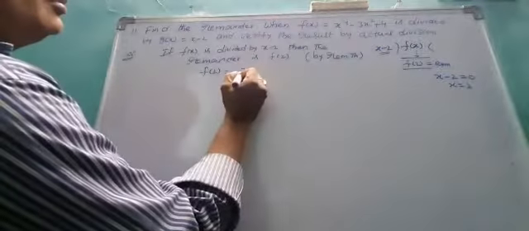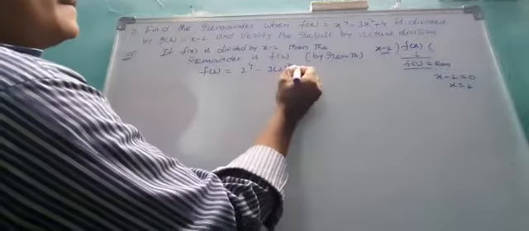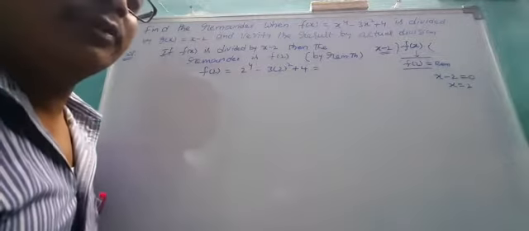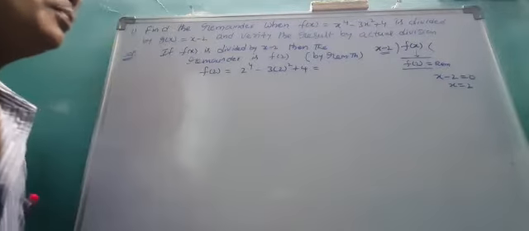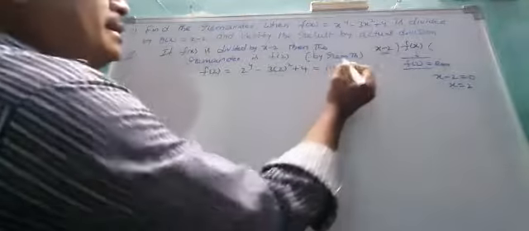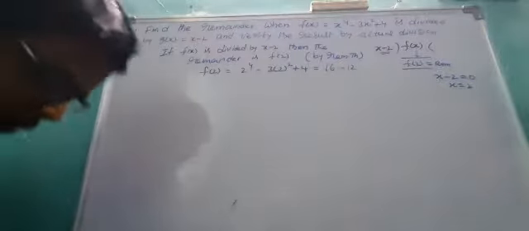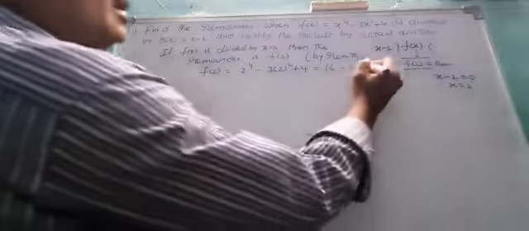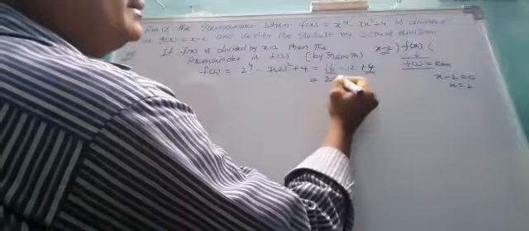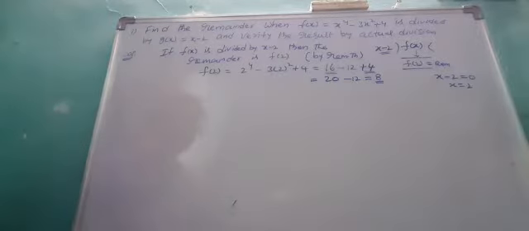Instead of x you substitute 2 power 4 minus 3 into 2 square plus 4. 2 power 4 means 2 is multiplied 4 times: 2 into 2 into 2 into 2. 2 power 4 is equal to 16. 16 minus 3 into 2 square, 4 threes are 12, and plus 4. So 16 plus 4 totally 20, minus 12. 20 minus 12 equal to 8. So by the remainder theorem, the remainder is 8.